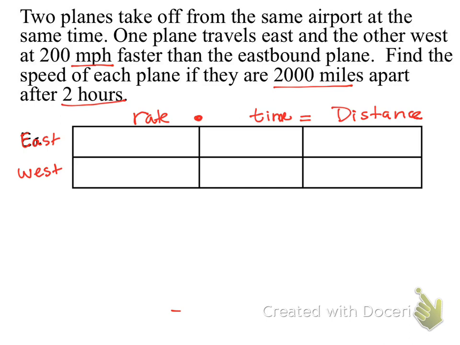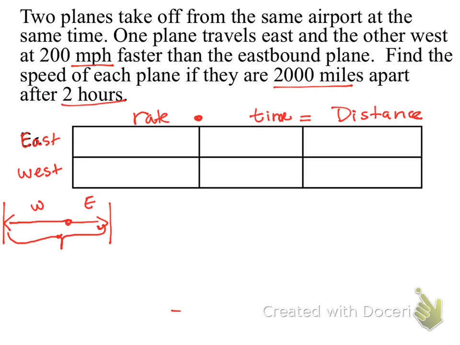Okay? Now, 2 planes take off from the same airport at the same time. Draw what's happening. Right? They're taking off. Are they going in the same direction or in different directions? Different directions. So of all those scenarios, what's it going to look like? They travel away. Right? So this is the east, this is the west, and then this is the total distance, right?